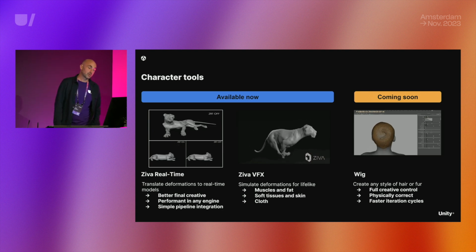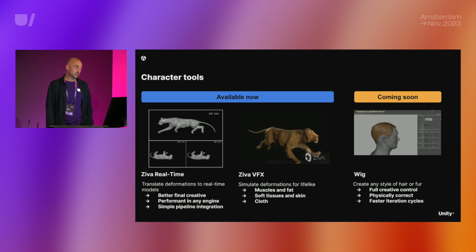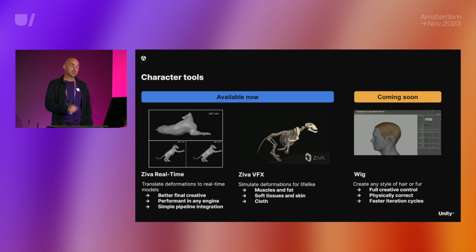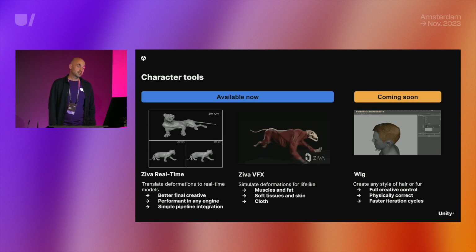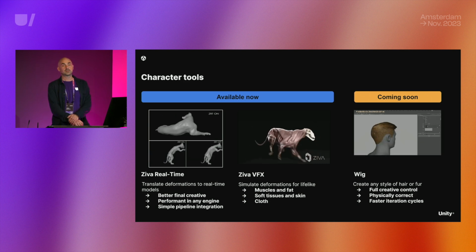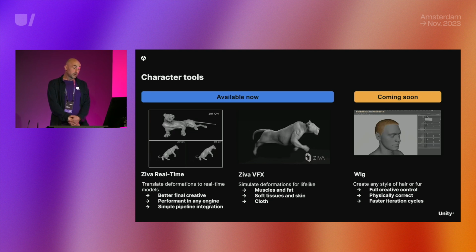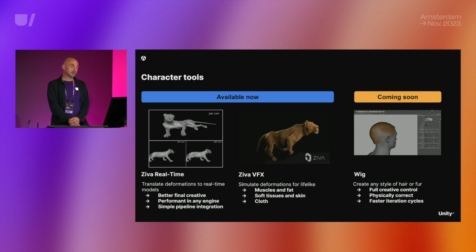Ziva VFX, on the other hand, provides tools to replicate the organic behavior of any soft tissue. This leads to realistic deformations and simulations modeled on actual muscles and fat, soft tissues, and skin. This can be used with both photorealistic and stylized characters. Combined with Ziva Real-Time, these deformations can be learned and played back in your game engine.